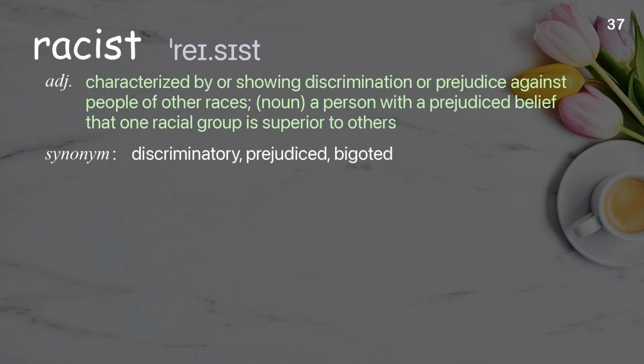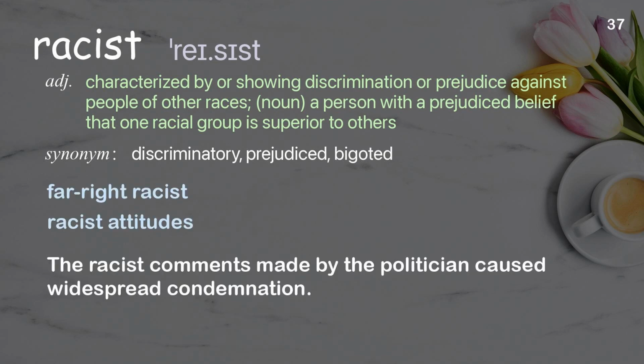Racist. Characterized by or showing discrimination or prejudice against people of other races. Noun, a person with a prejudiced belief that one racial group is superior to others. Examples: Far-right racist. Racist attitudes. The racist comments made by the politician caused widespread condemnation.